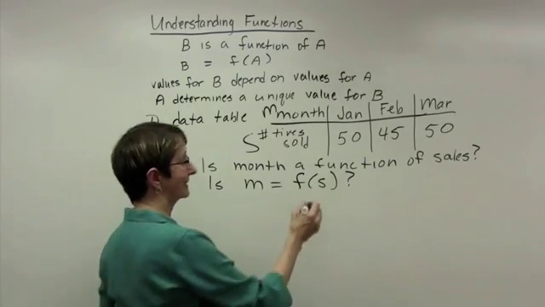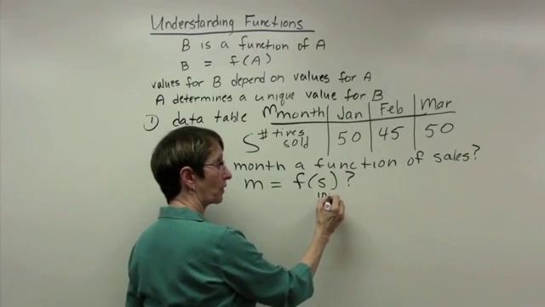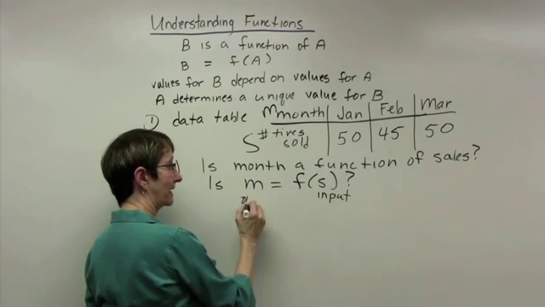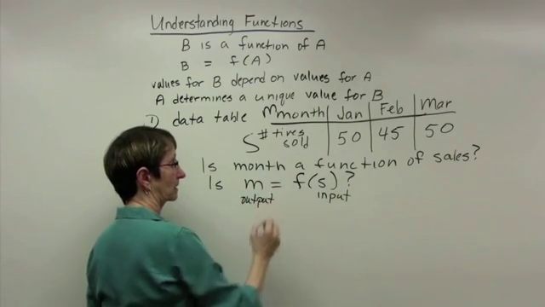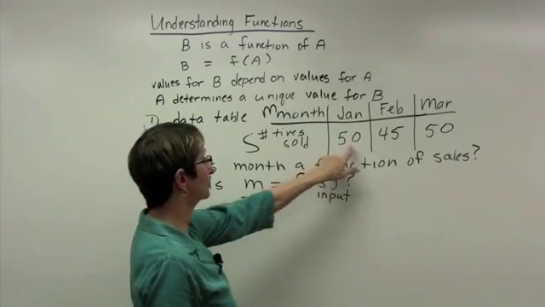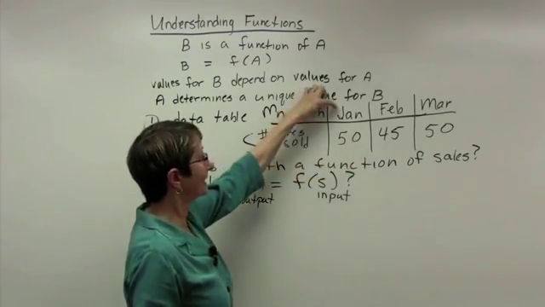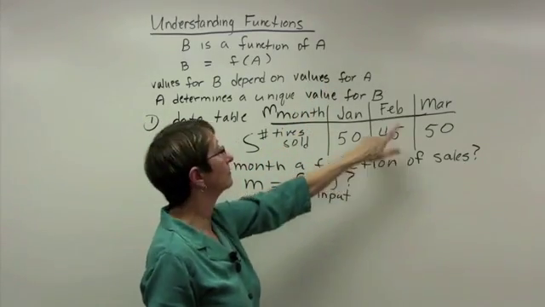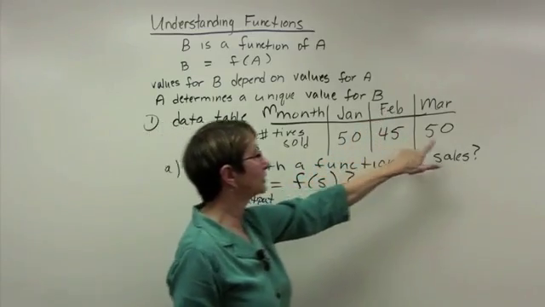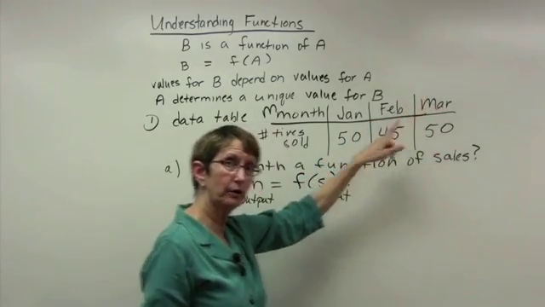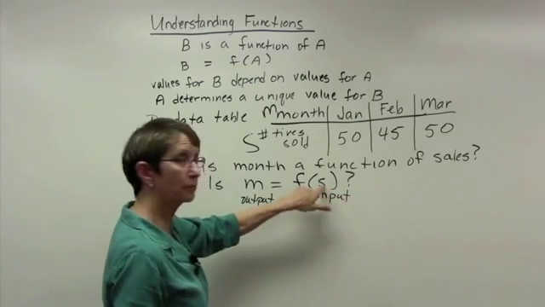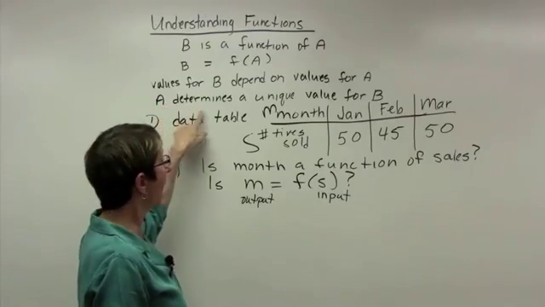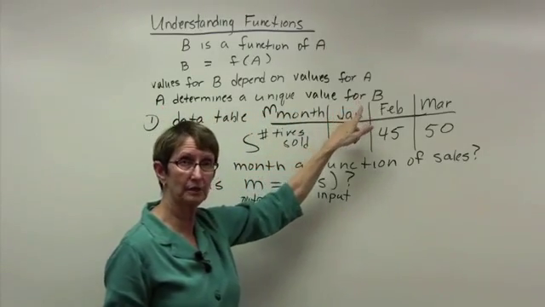So S is the input. It's the one we choose to give us an output of M. I choose 50. I get the output of January. I choose 45. I get the output of February. I choose 50. I get the output of March. Well, now, there's where there's a problem. I have an input, but my input did not determine a unique output.